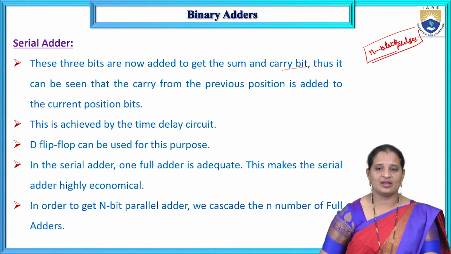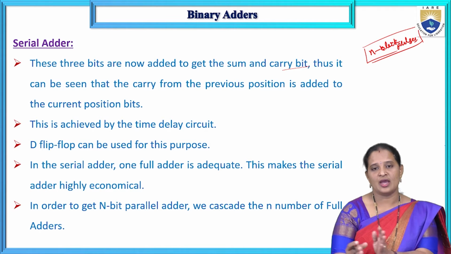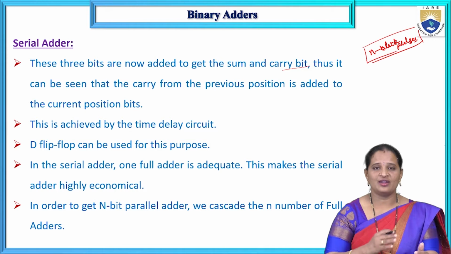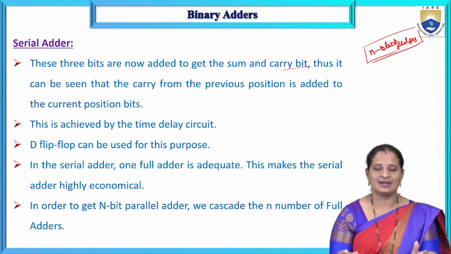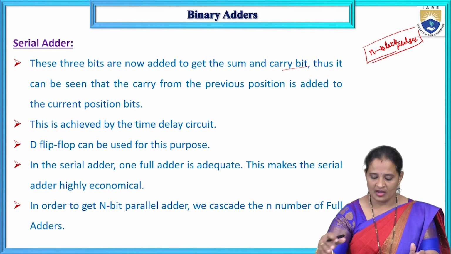So how can we get a parallel adder? In case of serial adder, we are using only one full adder. Instead of one full adder, if you use n number of full adders which are cascaded together, and if you apply all the inputs to the full adders at a time, we can reduce the time, so that the addition operation can be performed faster.